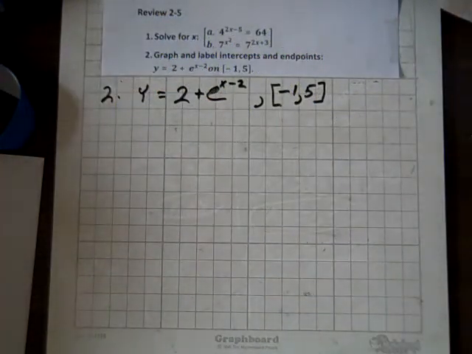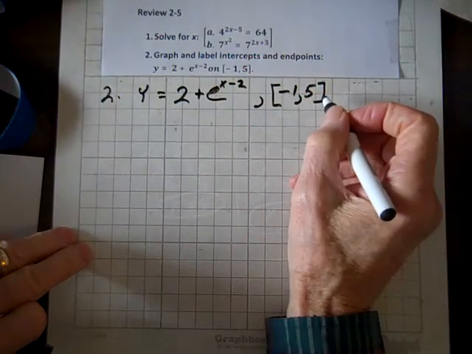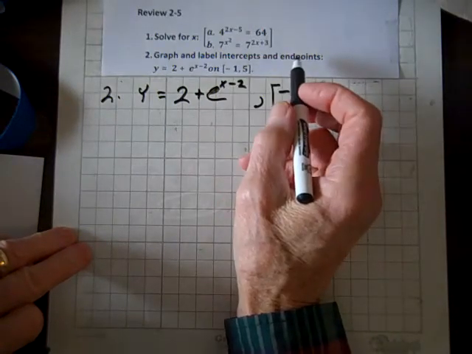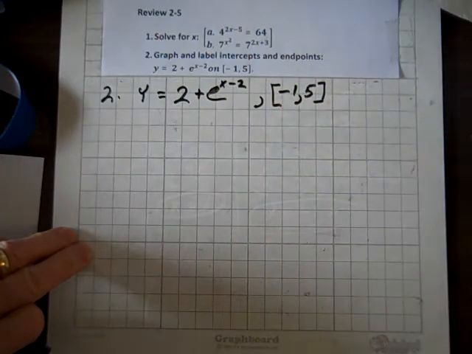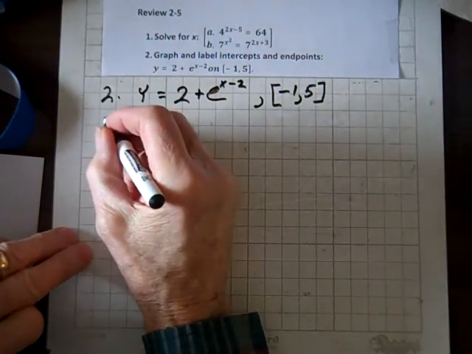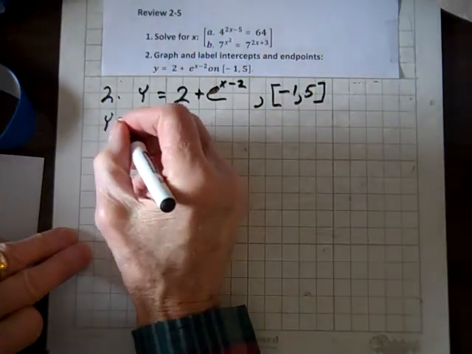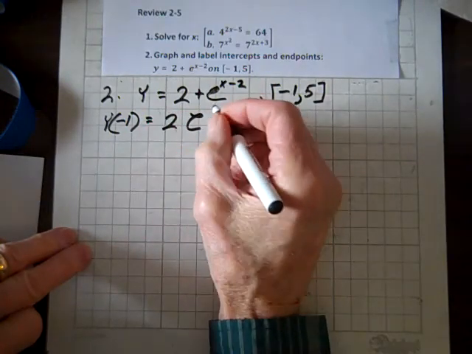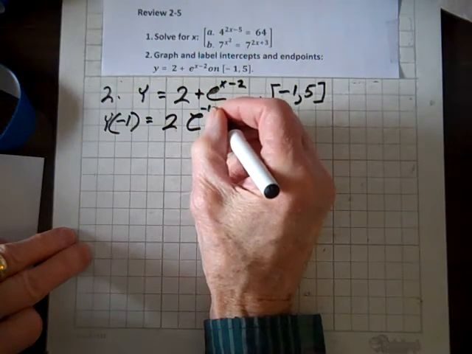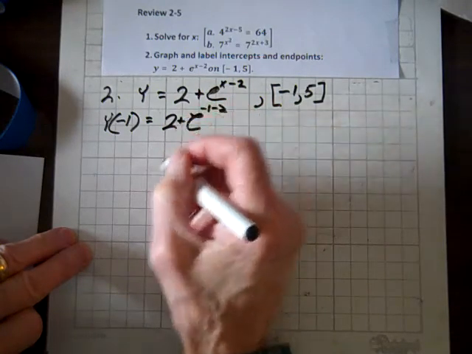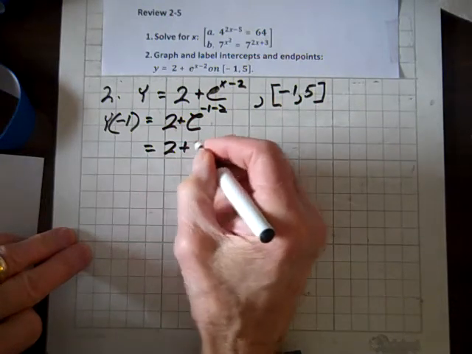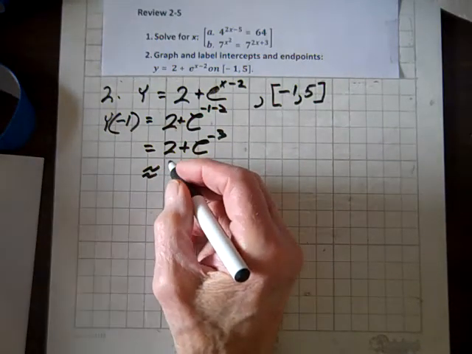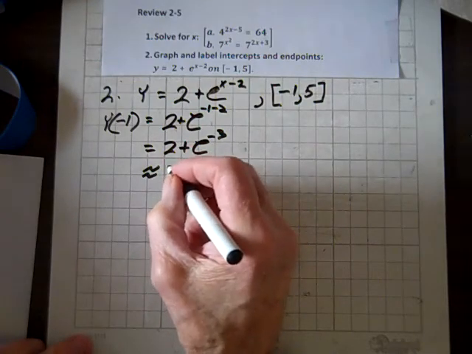Now we're doing question 2, and on the interval negative 1 to 5, we have to graph and label the intercepts and endpoints. Okay, so let's look at the endpoints. So we're going to look at y of negative 1. That means we have 2 plus e to the, letting x be negative 1, negative 1 minus 2, which equals 2 plus e to the minus 3. And when I calculate that, it equals approximately 2.05.